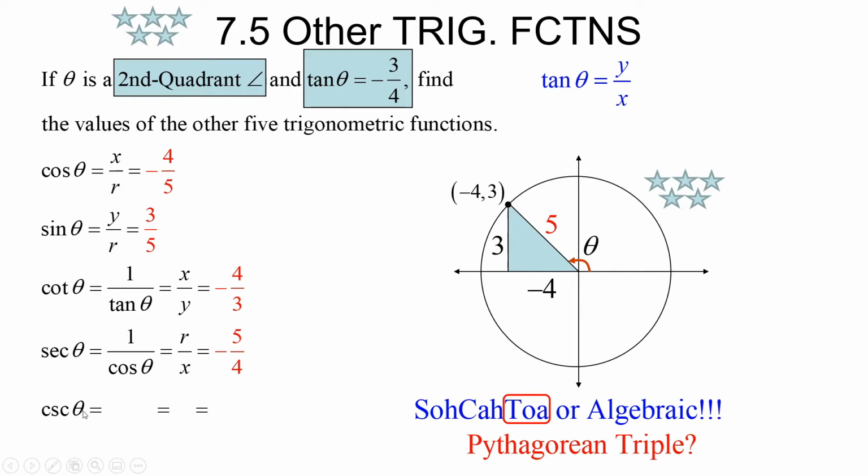And cosecant of theta, well, the reciprocal relationship would be 1 over sine of theta. And since sine of theta is y over r, then the reciprocal of that would be r over y. And again, the radius is still 5. My y coordinate is 3. That would be 5/3. This is the power of the algebraic definitions of sine and cosine right there.